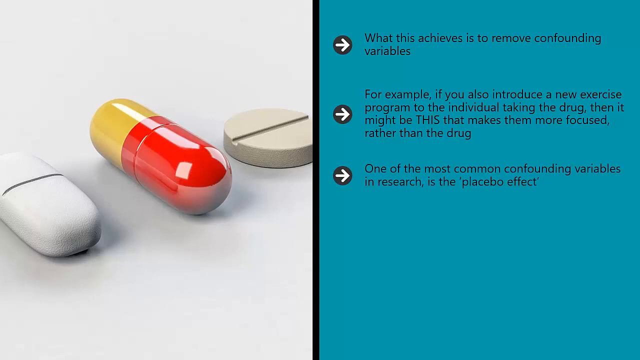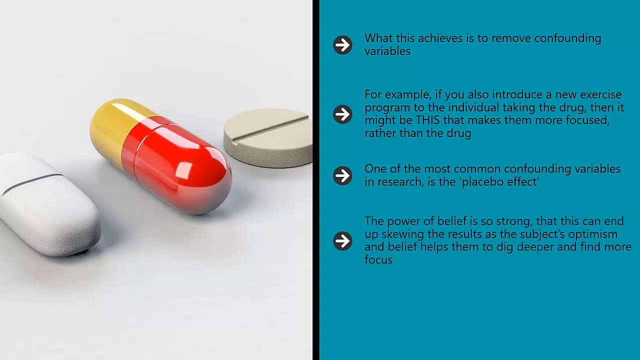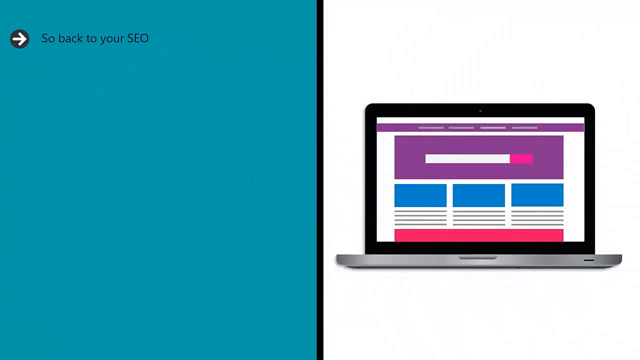One of the most common confounding variables in research is the placebo effect. This effect describes the fact that when you tell someone they're receiving a drug, they will then feel better even if the drug is just a sugar pill. The power of belief is so strong that this can end up skewing the results, as the subject's optimism and belief helps them to dig deeper and find more focus. That's why the control group will often receive a sugar pill. This way, both groups think they are getting something, and you can thereby rule out the role of placebo in the study. So back to your SEO.